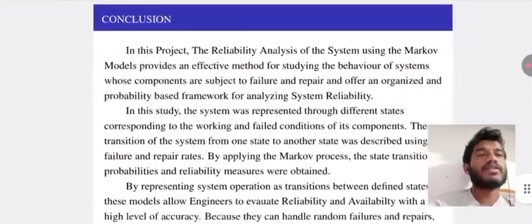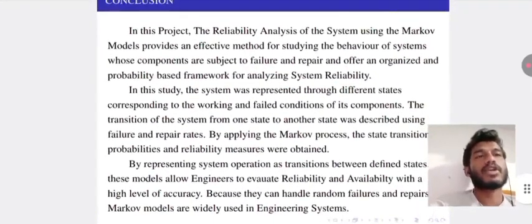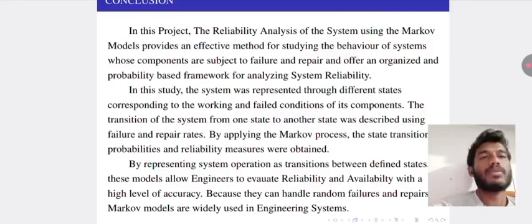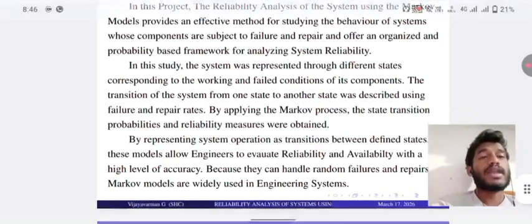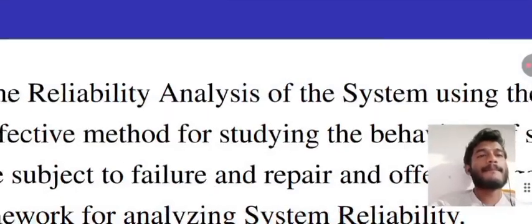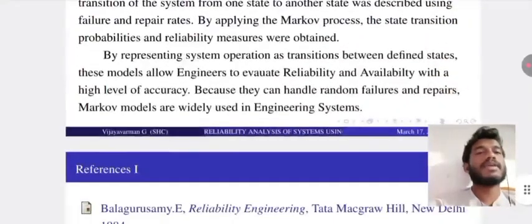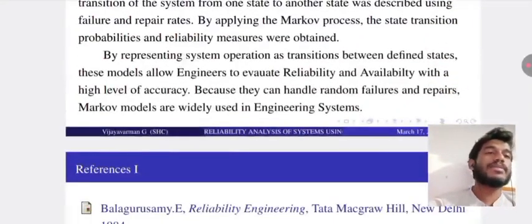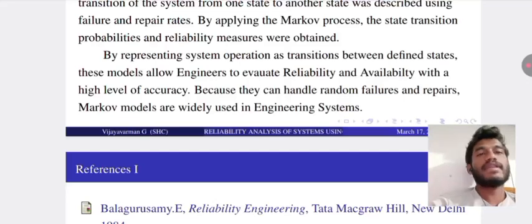Finally, the conclusion of this project: reliability analysis of the system using the Markov model provides an effective method for studying the behavior of systems whose components are subject to failure and repair, and offers an organized probability framework of the system by representing systems as transitions between states. These models allow engineers to evaluate reliability and availability with a high level of accuracy because they can handle random failures and repairs. Markov models are widely used in engineering systems.